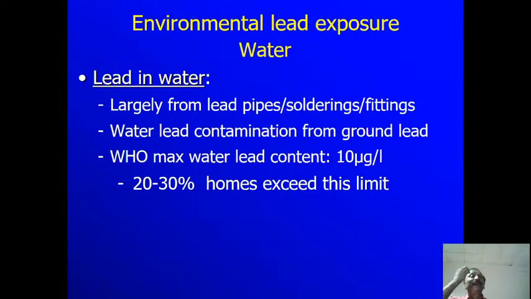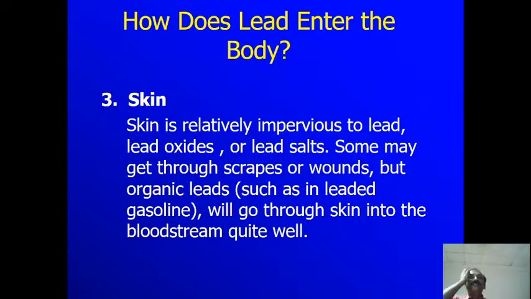In water, what about lead pipes? We have had a huge amount of lead pipes which have been laid earlier. Nowadays we use plastics and various other types of pipes. But lead pipes were used earlier, and whether it's from solderings and fittings, lead can leach into the water, and we have some amount of absorption which takes place. WHO did a survey in which they found that 20 to 30% of homes exceeded the limit of 10 micrograms per liter.